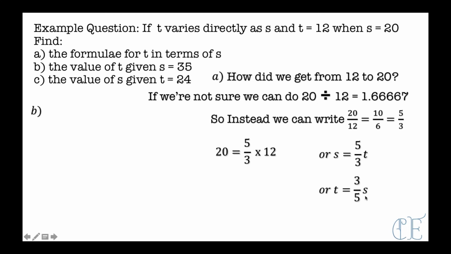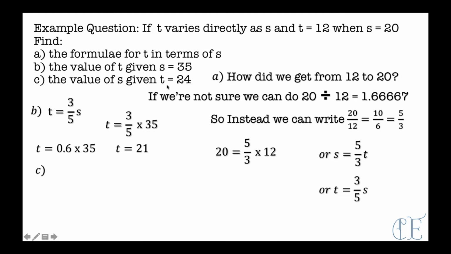So for B, we want the value of T, giving that S is 35. So let's use T equals 3 over 5 S. And we need to work out the value for T, given that S is 35. So T equals 3 over 5 times 35. Okay, well 3/5 as a decimal, because I just thought it was easier, is 0.6. So 0.6 times 35, okay, is 21. Alright, so T is 21.